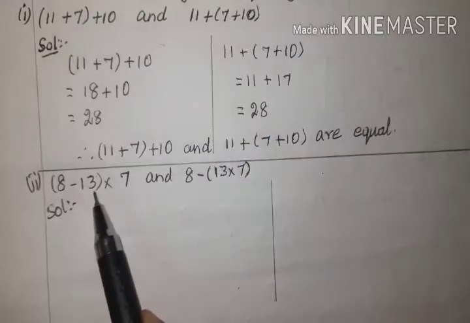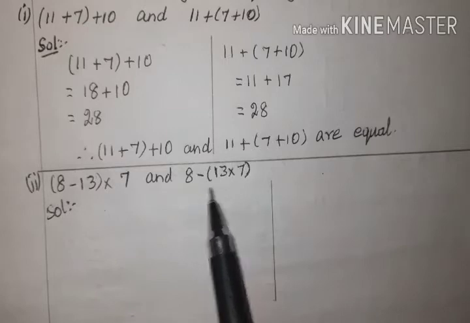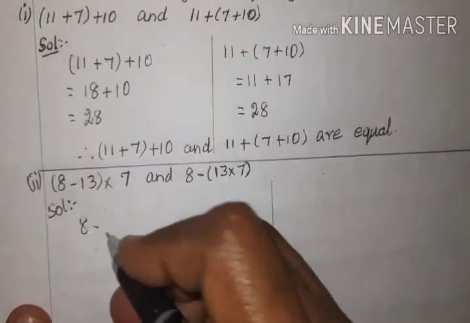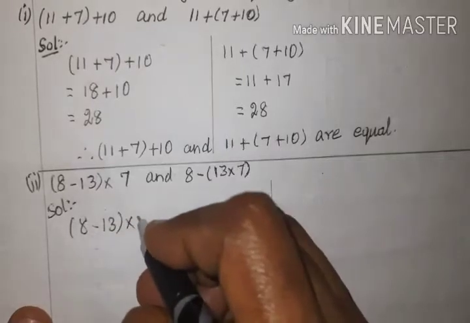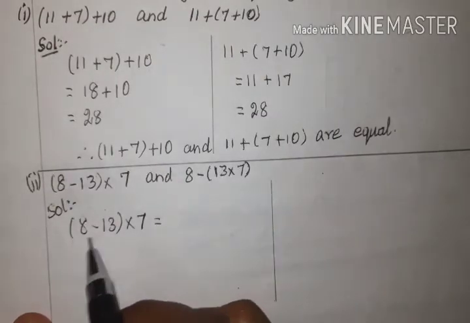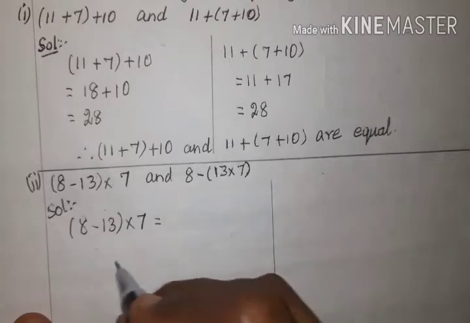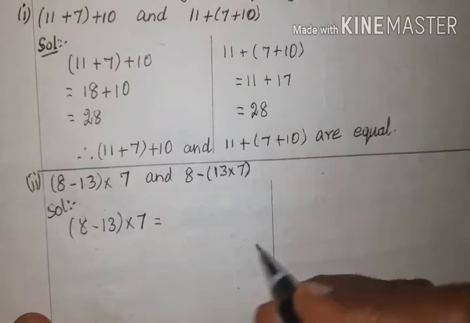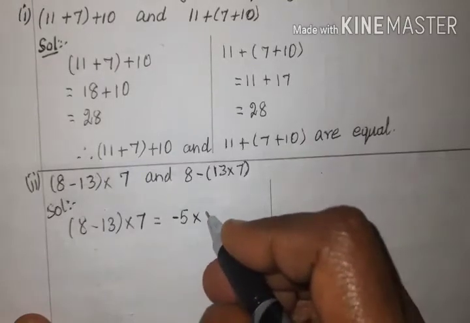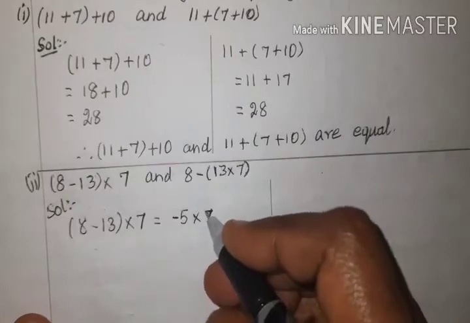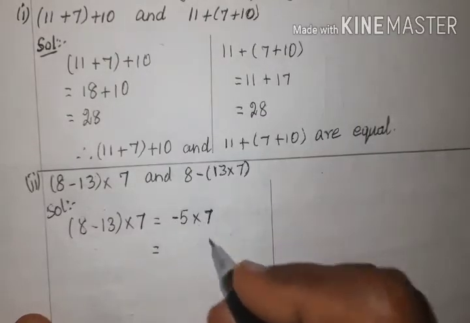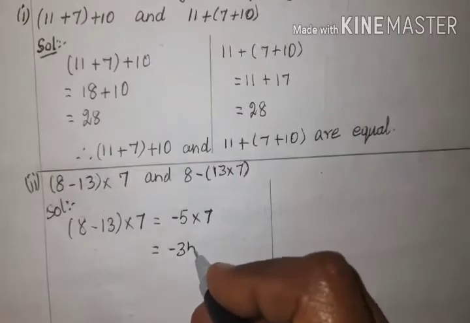Second question, 8 - 13 × 7 and 8 - 13 × 7. First, find the bracket value. 8 - 13. Different sign. Bigger number to smaller number subtract and write the bigger number sign. 13 - 8 = 5. Bigger number sign, 13 sign, minus. Into 7. Next, multiply different sign. Minus into plus, minus. 5 × 7 = 35.